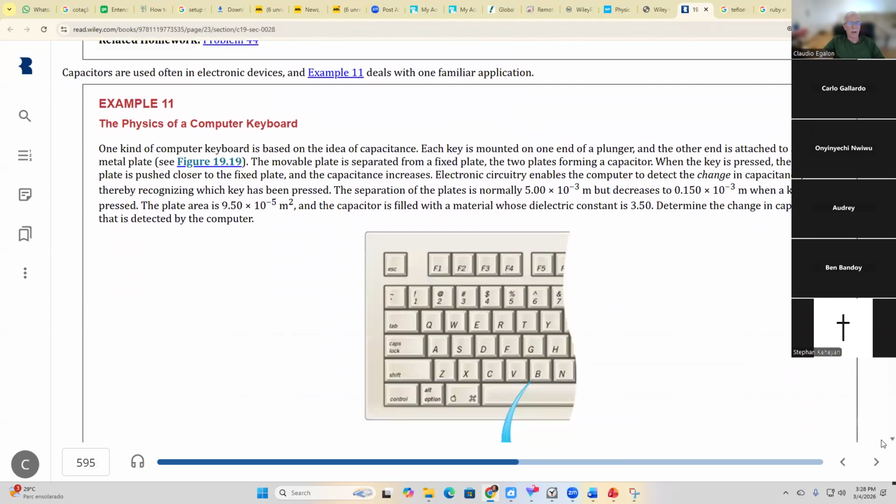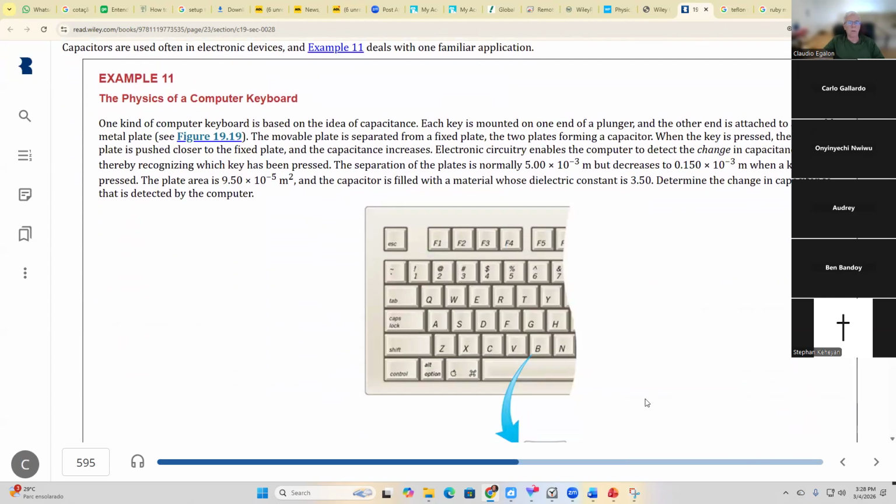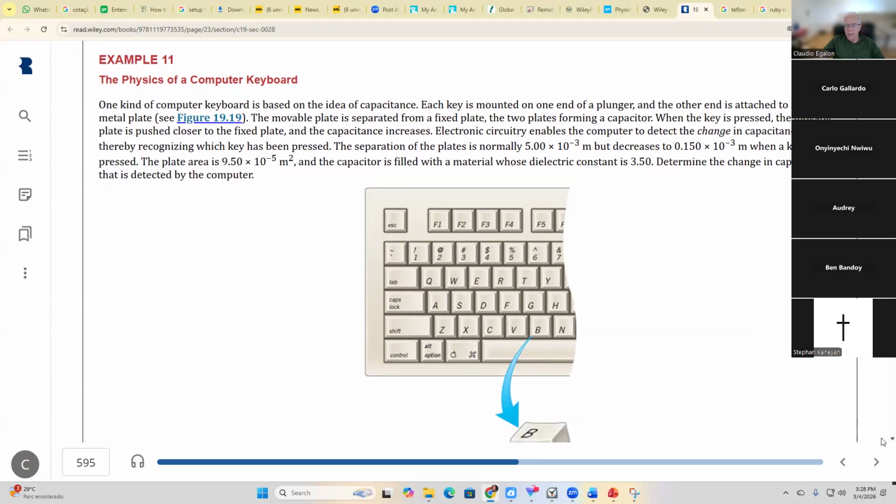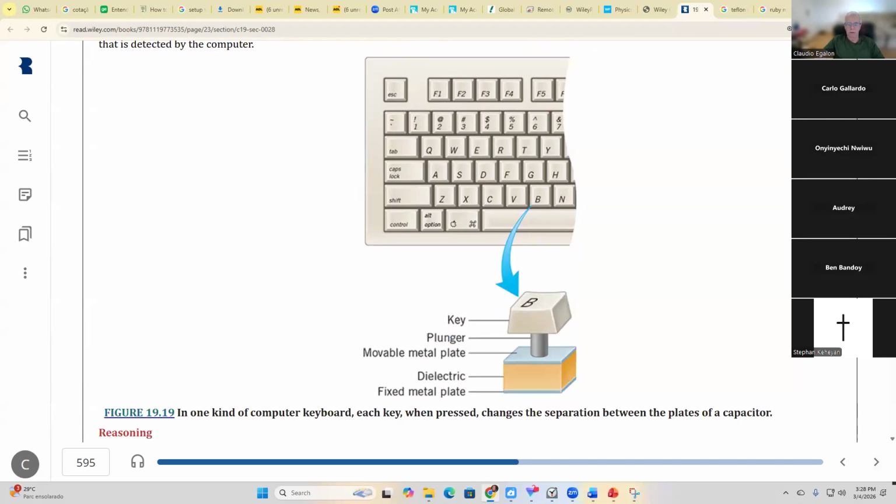Constant charge. Oh, here you go. Capacitors are used in keyboards, okay? Each key is mounted on one end of a plunger and the other end is attached to a movable metal plate. Figure 19.19. Here you go. See that? Here's the dielectric. Here's the metal plate of the capacitor. Here's the other metal plate. Here's a plunger. The moment you strike the key, the distance between the plates of the capacitor changes.